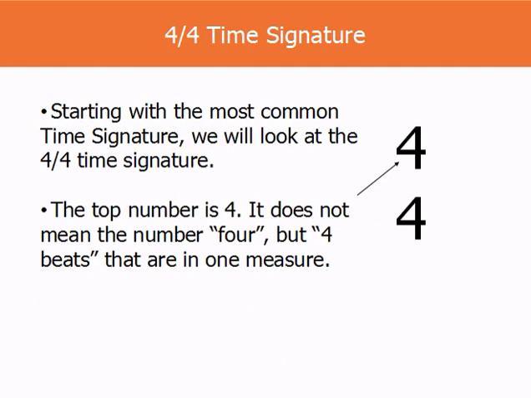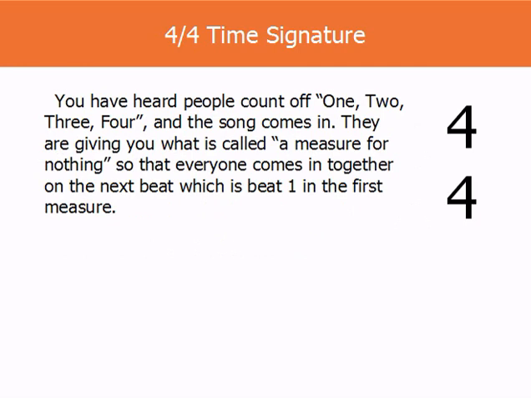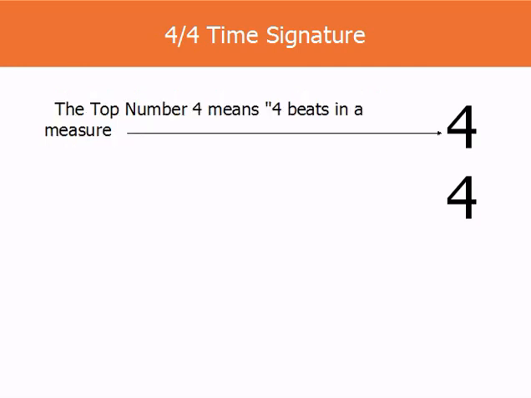Starting with the most common time signature, we'll look at the 4-4 time signature. The top number is 4. What does that mean? It doesn't mean the number 4, but it means 4 beats. 4 beats in one measure. You've heard people count off 1, 2, 3, 4, and then the song comes in. They're giving you what is called a measure for nothing, so that everyone knows how many beats it is, and they all come in together on the next beat, which is going to be beat 1 again. And that'll be the first measure of the tune.